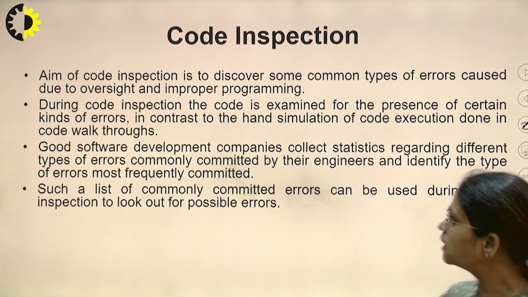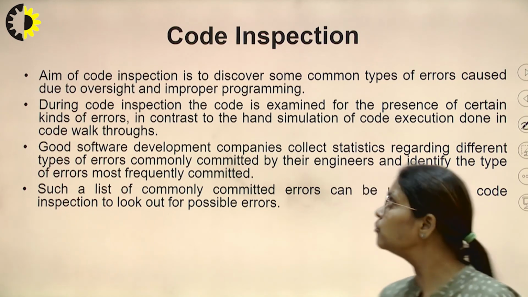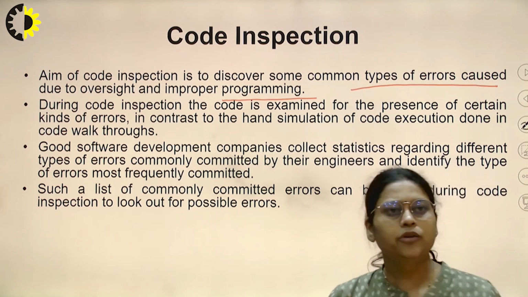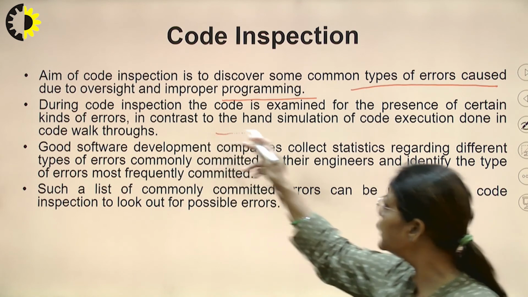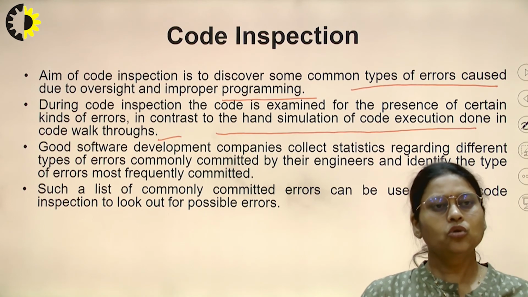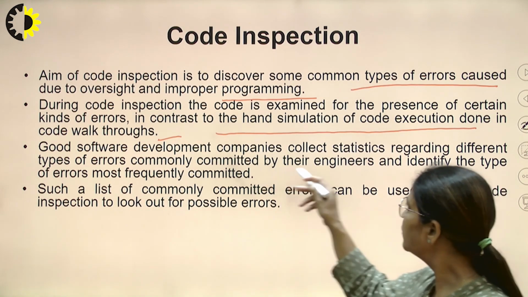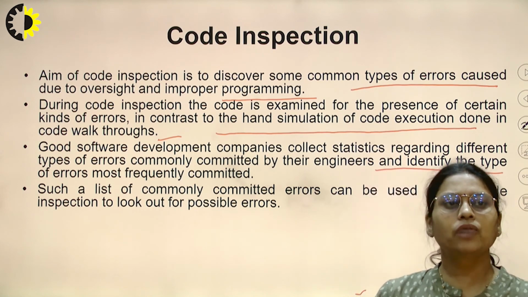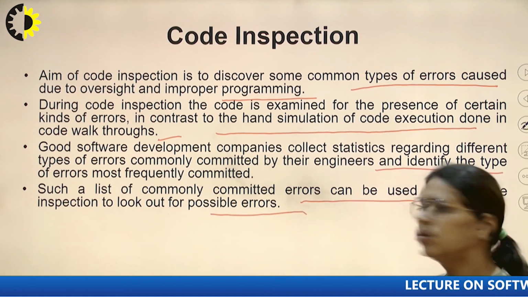This is another method, the code inspection method. The aim of code inspection is also to discover common types of errors caused by improper programming. During code inspection, the code is examined for the presence of certain kinds of errors, in contrast to the hand simulation we did in the code walkthrough. Good software developers collect statistics on different types of errors commonly committed by engineers and identify the errors most frequently committed. Such a list of commonly committed errors can be inspected to look out for possible errors.